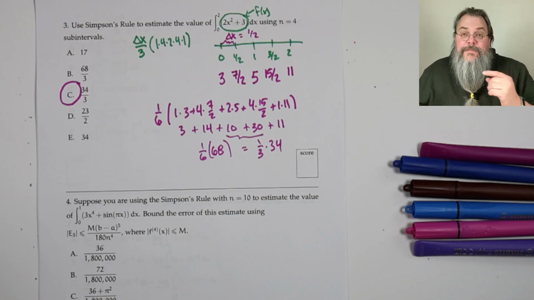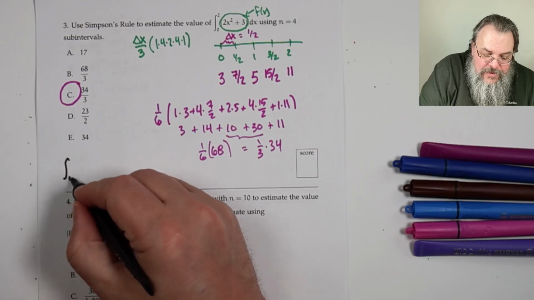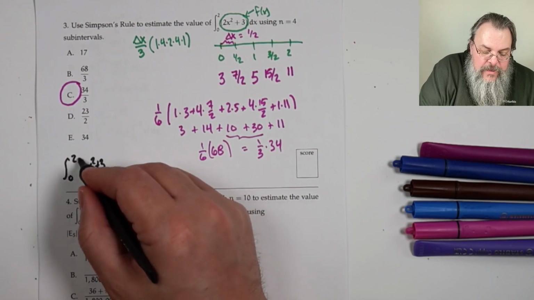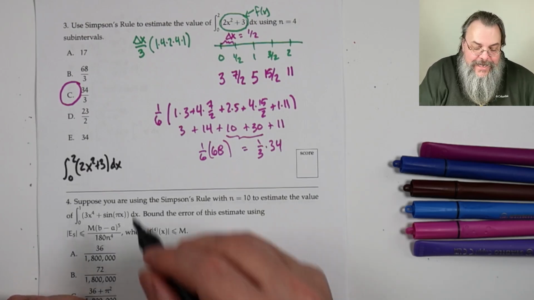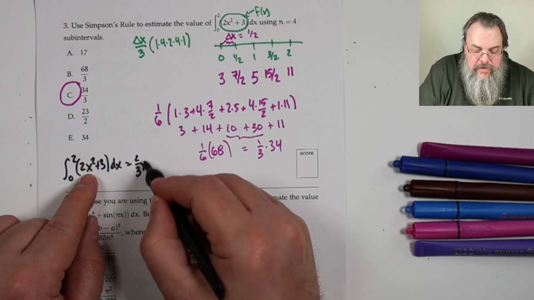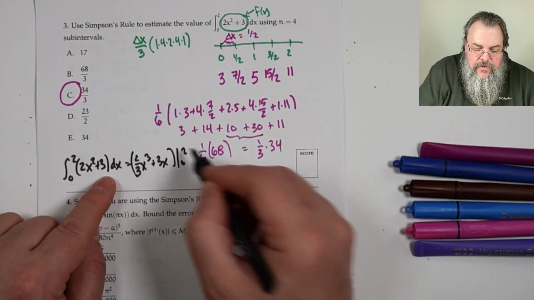So what's going to be the value using Simpson's rule? All we have to do is integrate because there's no error. Literally, Simpson's rule will give you the exact value when you integrate a quadratic. So we say, well, okay, that's 2/3 x cubed plus 3x, and evaluate from 0 to 2.